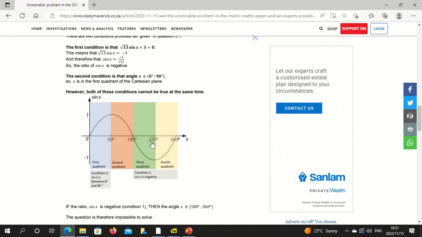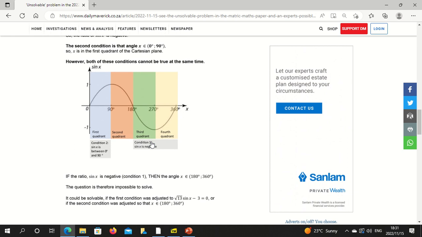So at first glance, it is mutually contradictory or inconsistent information. You can't have both possible conditions to be true. Therefore, if both possible conditions cannot be true at the same time, the problem is impossible to solve.